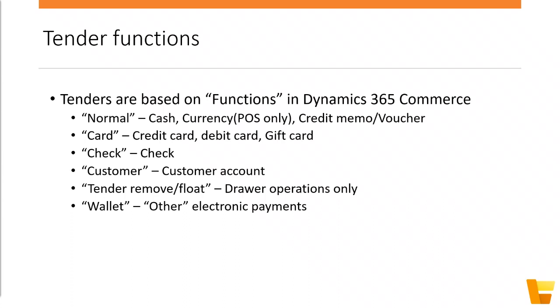Within the back office, we have these tender functions, and there are several types upon which our tender types are built. First is normal, and any cash or currency, credit memo or voucher tender types are based on the normal tender function within the back office. Next is card, and that's the basis for all of our credit card, debit card, and gift card transactions. You can think of those as EFT transactions, where we're calling a third-party service to verify funds for the method of payment.